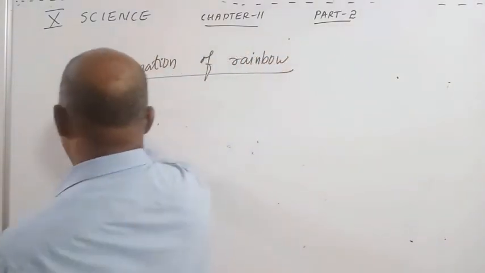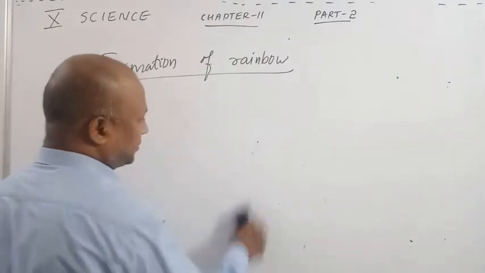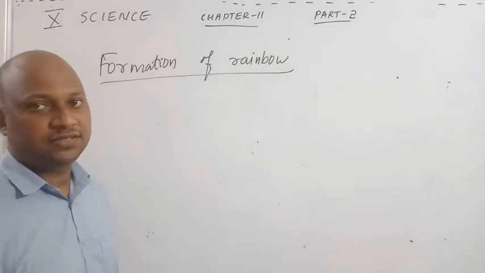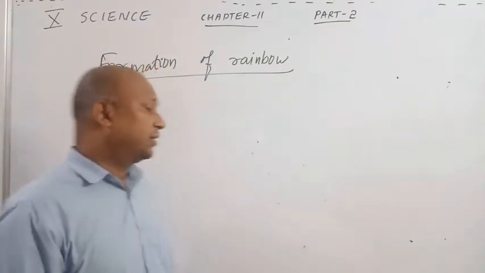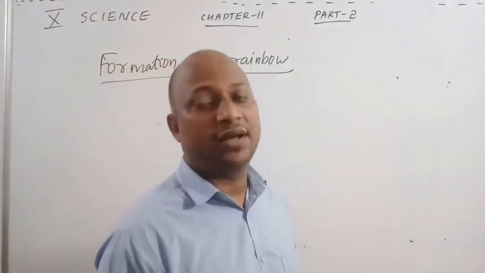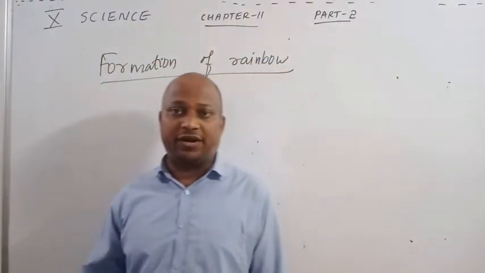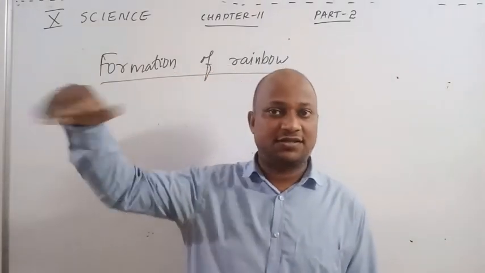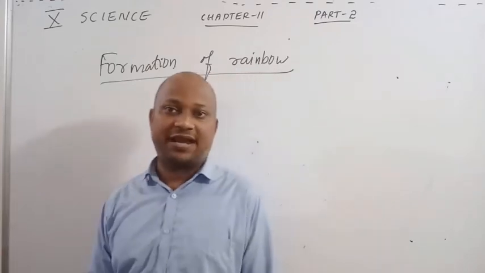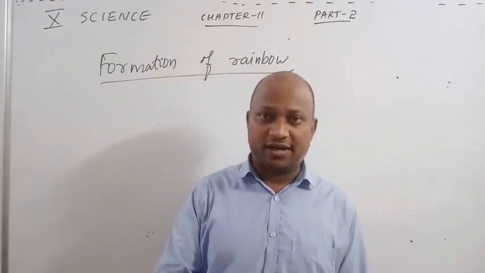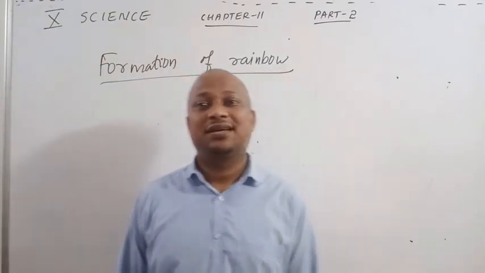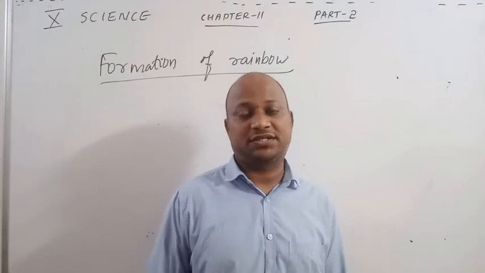What about secondary rainbow? So when I say secondary rainbow, here one total internal reflection is there, and two refractions along with dispersion are there. Dispersion means splitting of white light into its 7 component colors. So when a ray of light passes from air to water drop, then it refracts and disperses, and then when it tries to come out of the water drop, it totally reflects. Total internal reflection takes place.